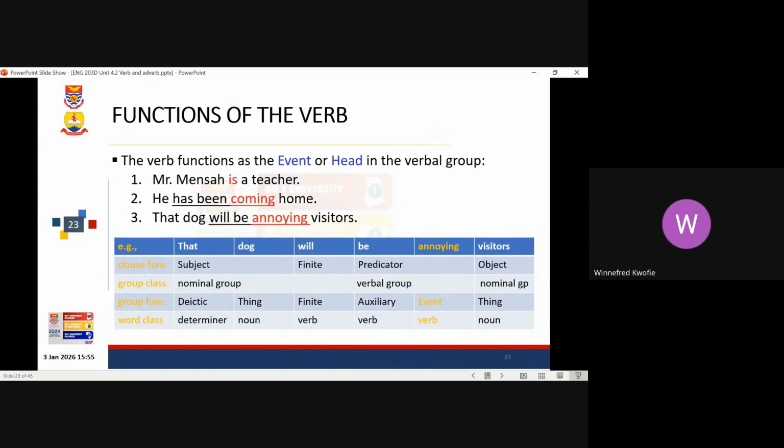Then we have has been coming. So this time around, we have a main verb there, coming, as the head word. So has becomes finite, been becomes auxiliary, and then we have the coming. Then we have will be annoying. So the verb coming, the verb annoying, they are the head words of each of the verbal groups that we have over there.